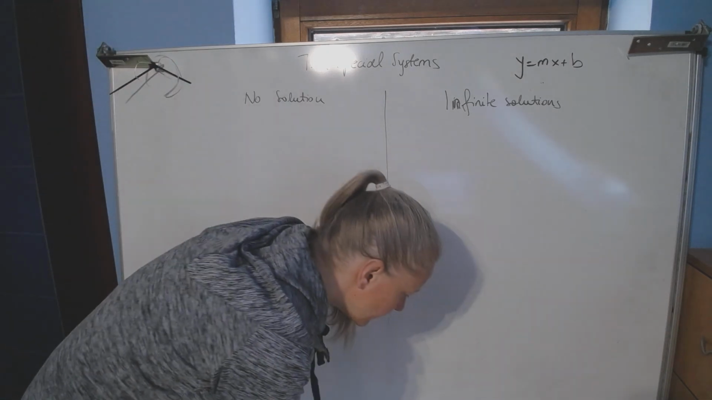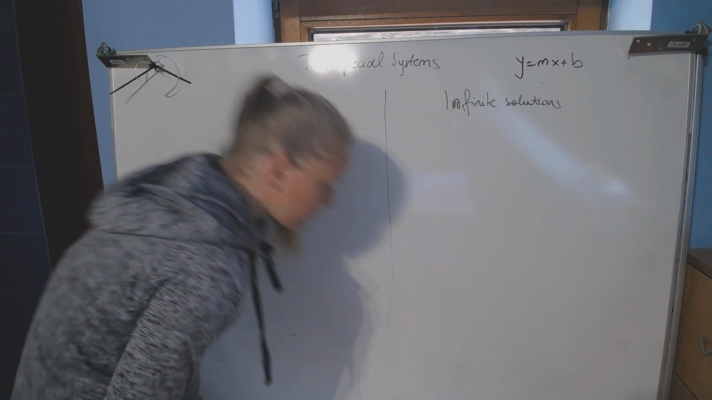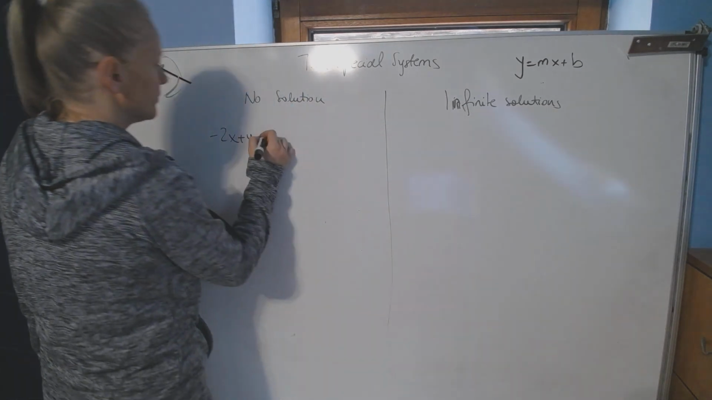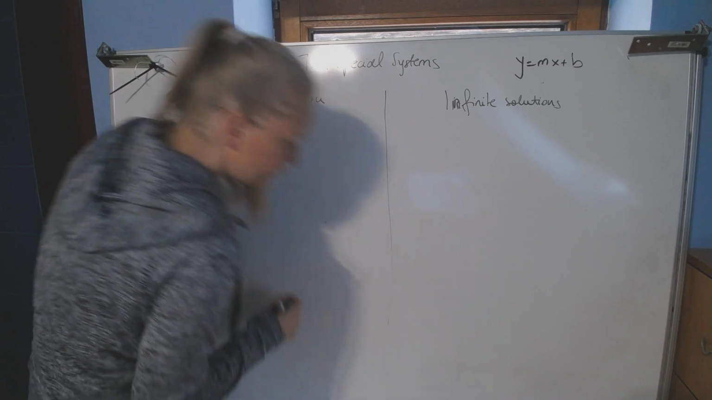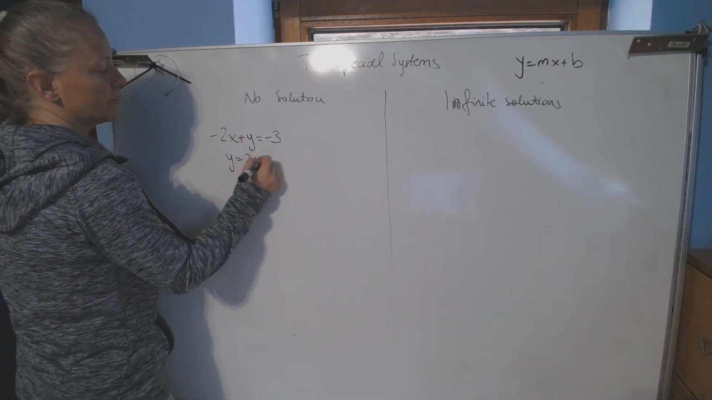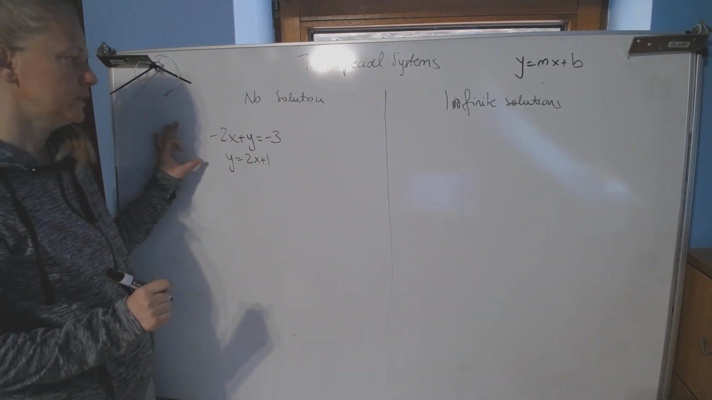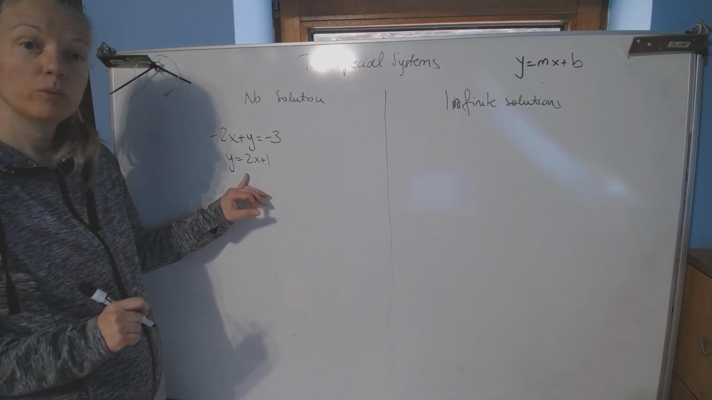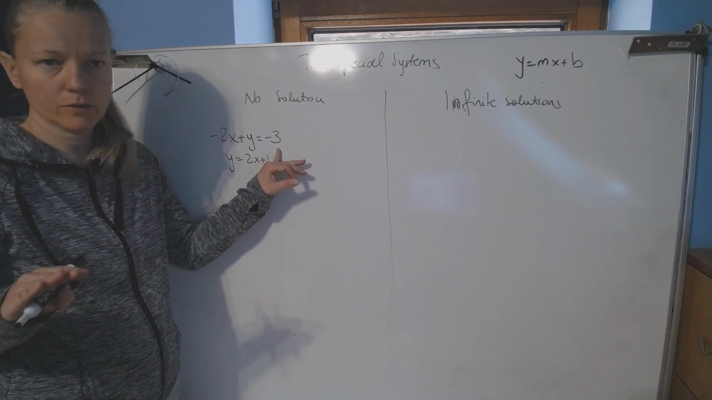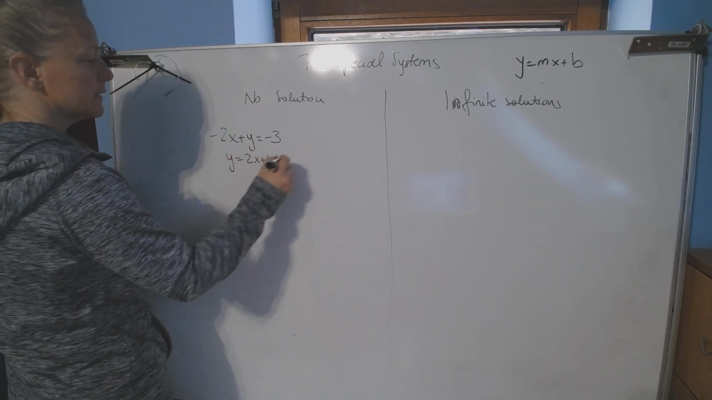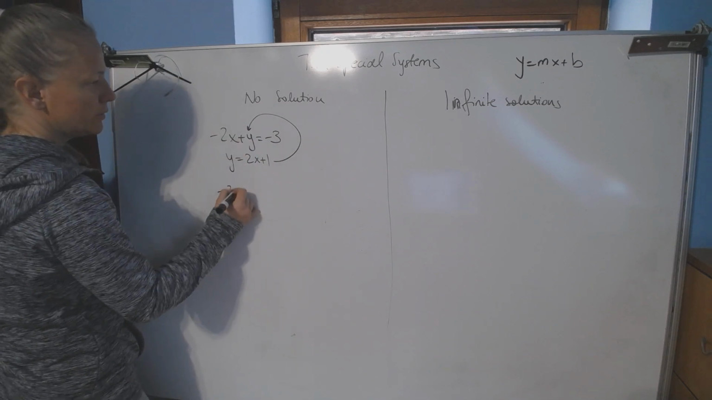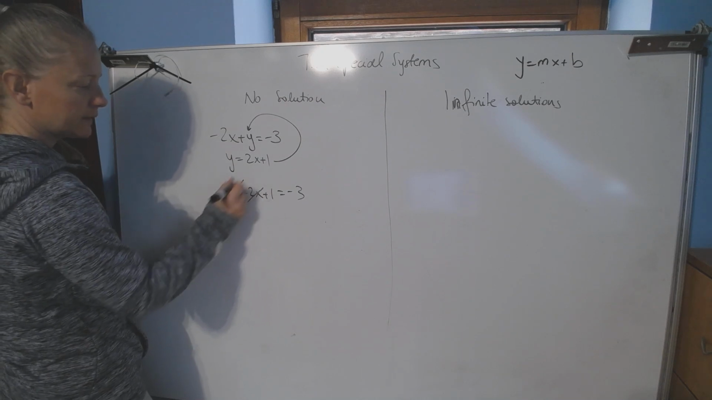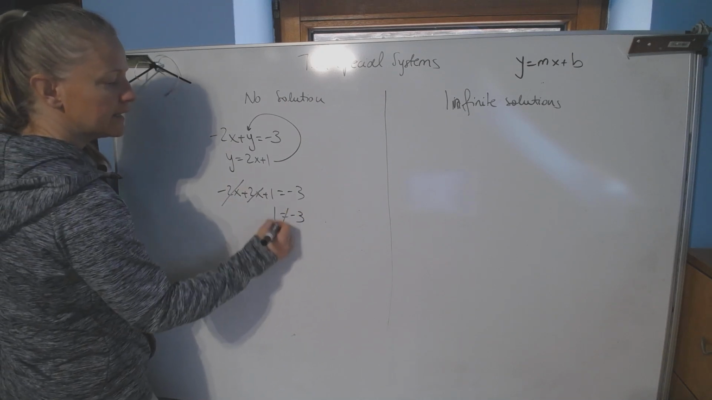Let's work one of them. Here it is. Negative 2x plus y equals negative 3. And then I have y equals 2x plus 1. There are two ways to solve this. I can just go ahead and use the substitution method, and we're going to end up with 0 equaling negative 3, and there's no solution with that. So if I just take this and plug it in instead of y, I end up with negative 2x plus 2x plus 1 equals negative 3. Negative 2x plus 2x go away. 1 equals negative 3. Never.